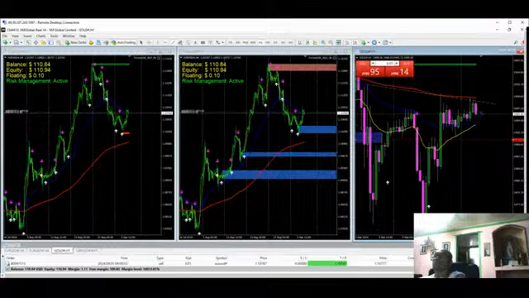Now, let's see how we can use the CRT model to our advantage and explore how to execute trades in the market based on it.